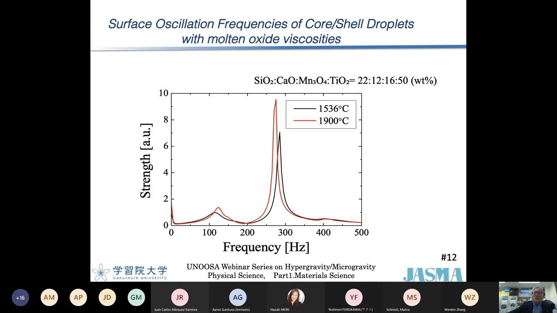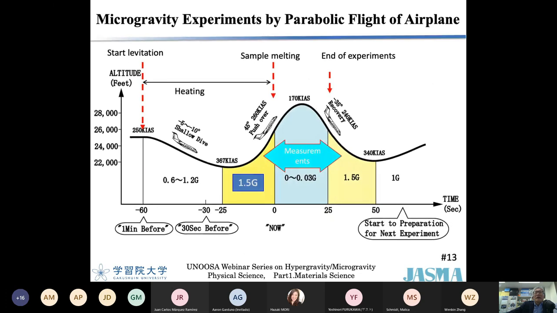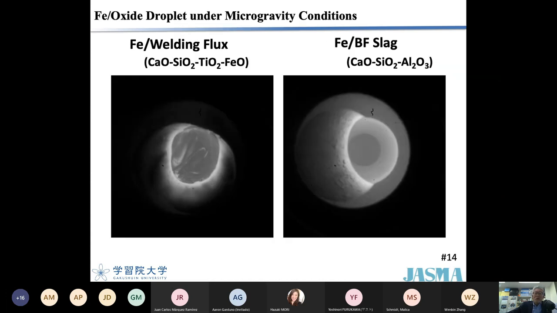So next, please change. Next shows interfacial phenomena by parabolic flight experiment before the ISS experiment. So we predict some experimental conditions. In a parabolic flight experiment, we can use the microgravity condition during this 20-second duration. So using this short-time microgravity condition, we get the interfacial phenomena. Next image, please start moving.